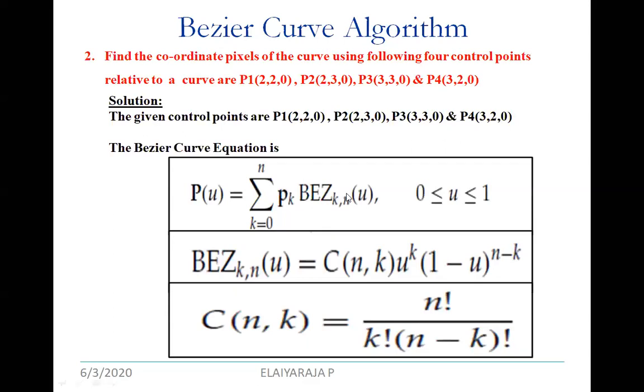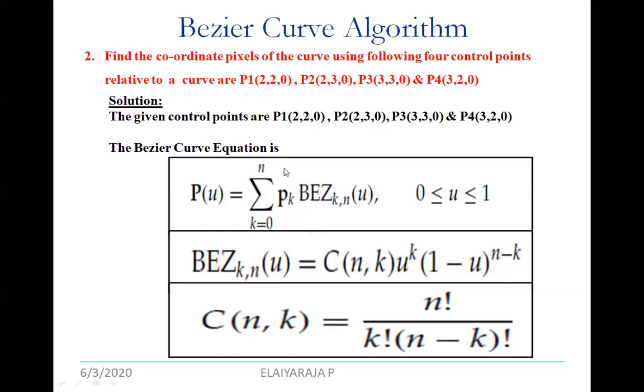Find the coordinate pixels of the curve using the following 4 control points: P1 2 comma 2 comma 0, P2 2 comma 3 comma 0, P3 3 comma 3 comma 0, and P4 3 comma 2 comma 0. Here we have 4 control points. So what is your degree of polynomial? 4 minus 1, 3 is your degree of polynomial. If it is 3, the polynomial equation is going to be cubic.